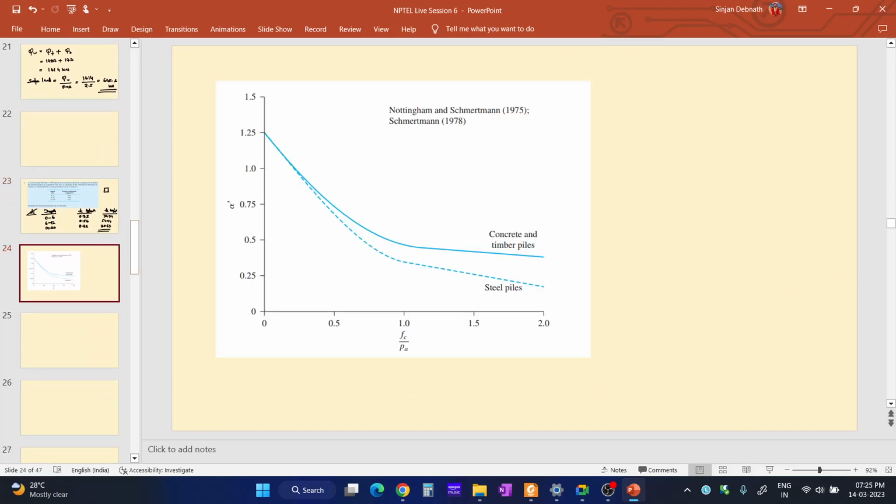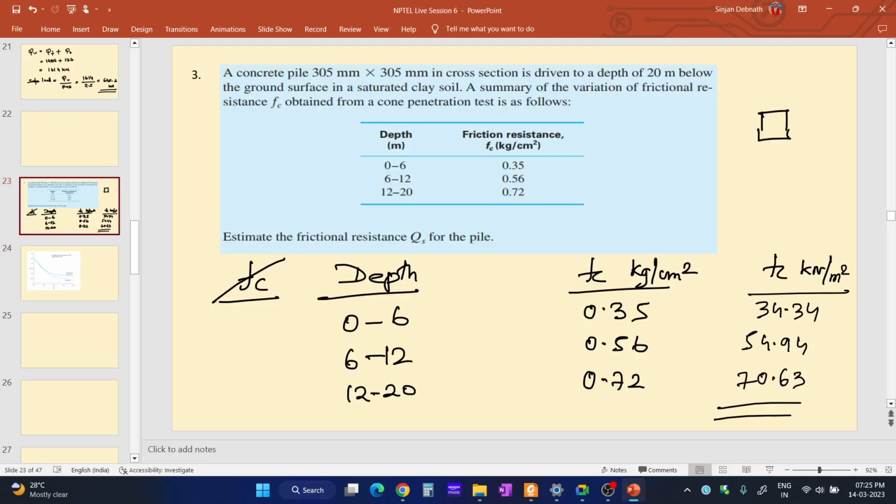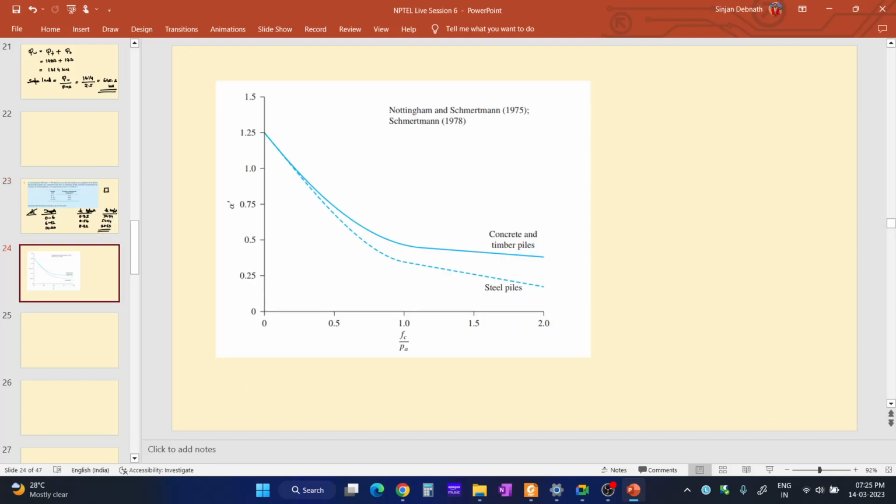So here is a graph. From this graph, we need to find out the adhesion factor. This curve is for the cone penetration test only. The curve is given in the question. We need to find out the adhesion factor for the pile along the segments.